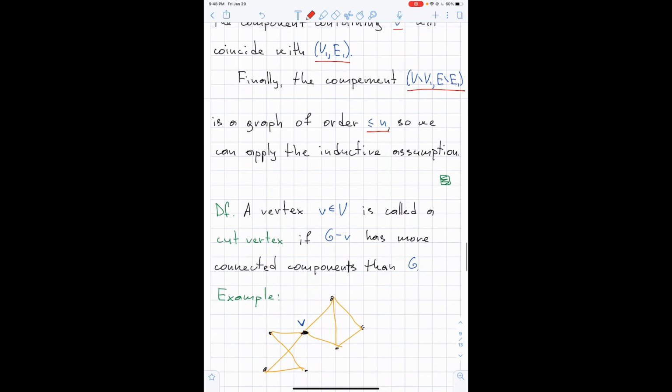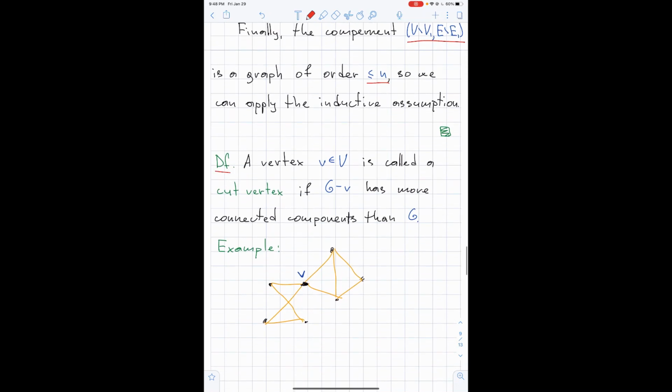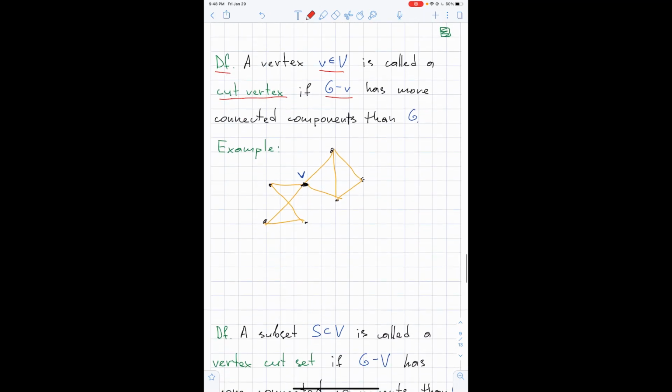All right, let's go on. Definition. A vertex V is called a cut vertex if by removing this vertex from the graph, we obtain a graph with more components than G. So for example, in this example, V is a cut vertex, because this graph is connected, but if we remove it, it is not connected anymore. So it falls apart into two components.